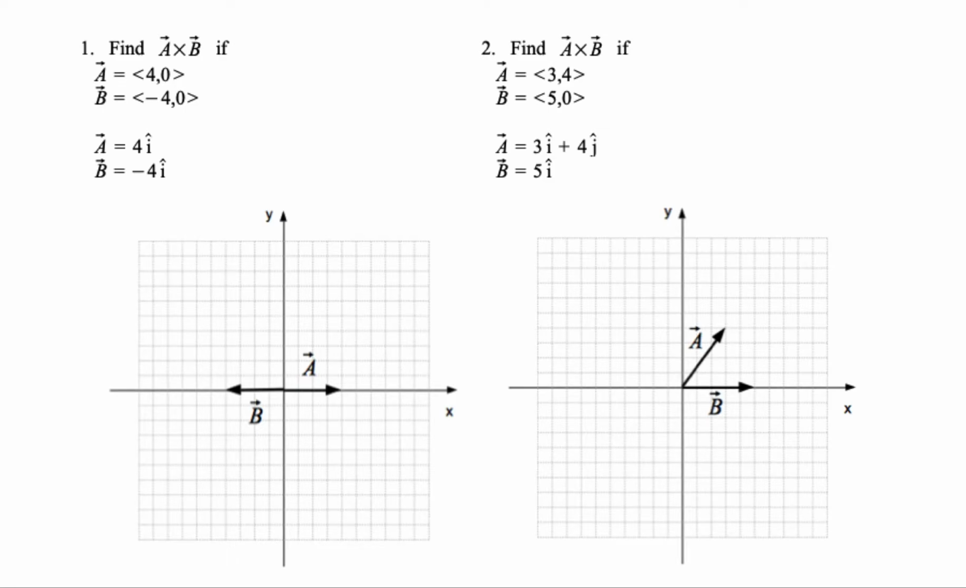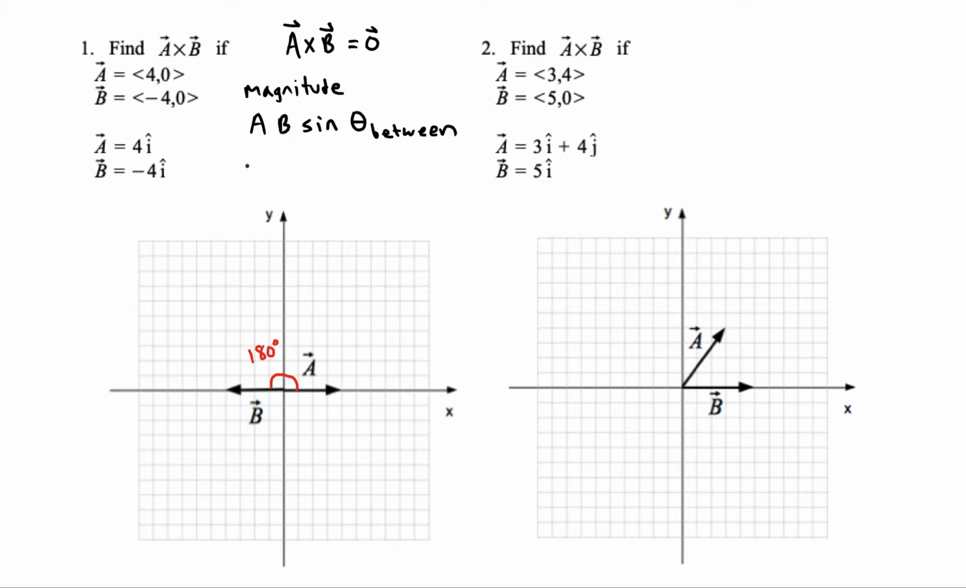So for number one, there's an easy answer to it. Because the A and B vectors are anti-parallel with 180 degrees between them, the answer to this is just going to be 0. So A cross B is just going to be 0. One way to find that would be using the formula for the magnitude of it, which would be A times B times the sine of the theta between.